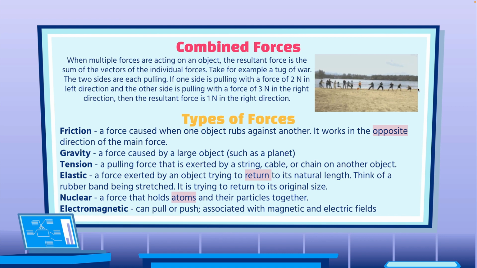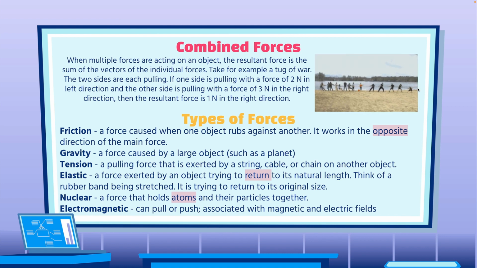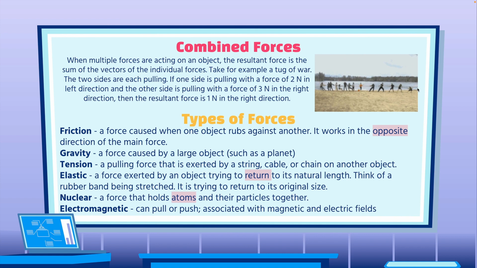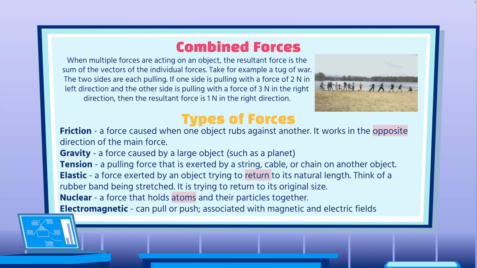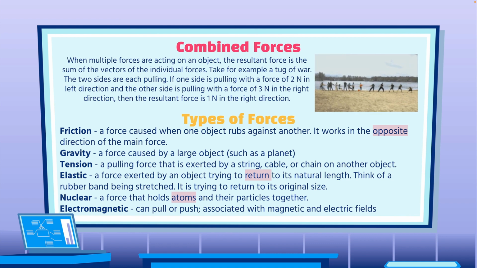Combined forces. When multiple forces are acting on an object, the resultant force is the sum of the vectors of the individual forces. Take, for example, a tug of war. The two sides are each pulling. If one side is pulling with a force of 2 newtons in the left direction, and the other side is pulling with a force of 3 newtons in the right direction, then the resultant force is 1 newton in the right direction.